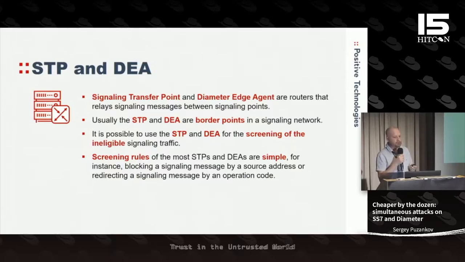Some details about these tools. STP and DEA. I have mentioned these nodes in my presentation earlier, and I said that these two nodes just process signaling traffic, and this is true. But these nodes are usually border points of the network operators. So it is reasonable to bring some security mechanisms into these points. But these points, STP and DEA, are able to perform some very, very simple screening, like, for example, block messages by source address, block messages by just operation code, and so on.